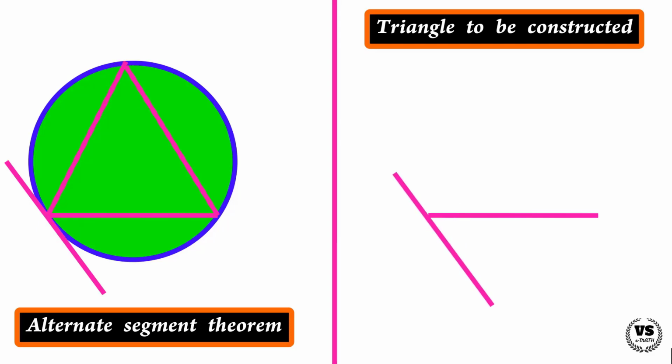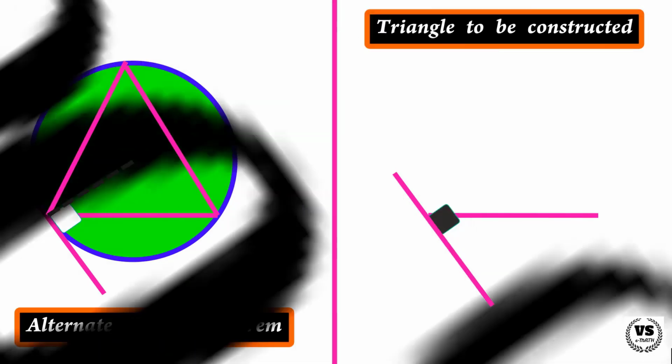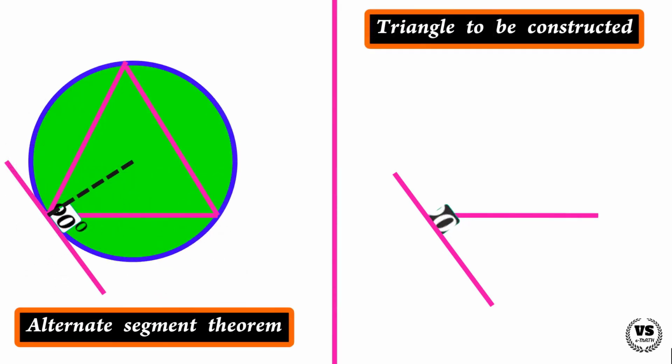Next, we draw the radius of the circle. Since the tangent and the radius make an angle of 90 degrees, we mark the same and draw a line through it. It is the radius of the circle. Finally, we need the center to complete the circle.